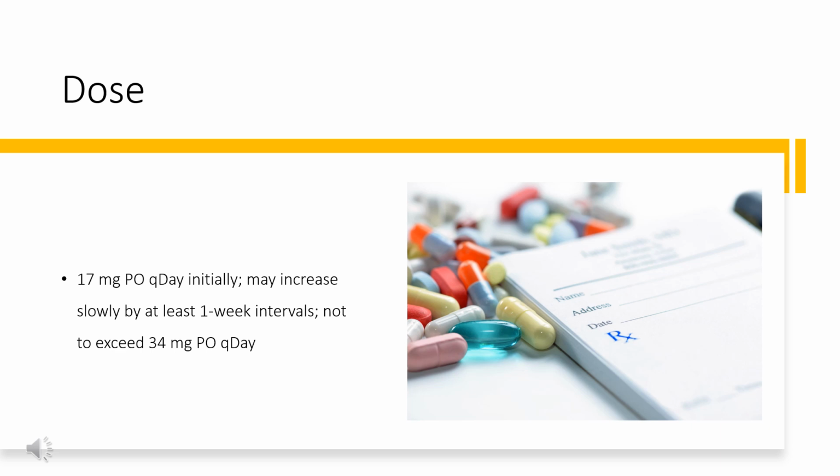Coat-core ER tablets, generic, old Sular formulation: initial dose should not exceed 10 mg PO q day, may increase slowly at intervals of at least 1 week, not to exceed 30 mg PO q day.